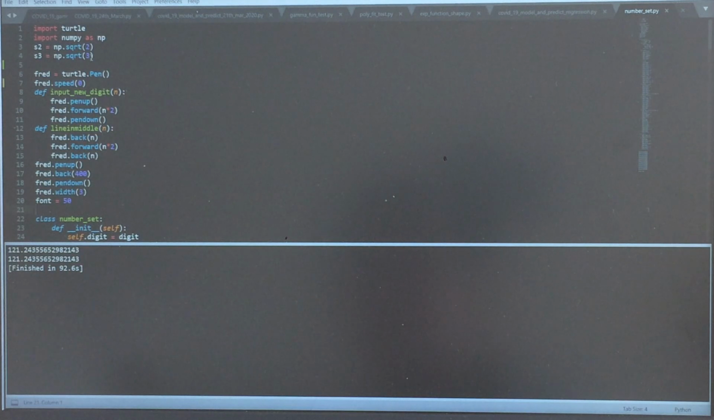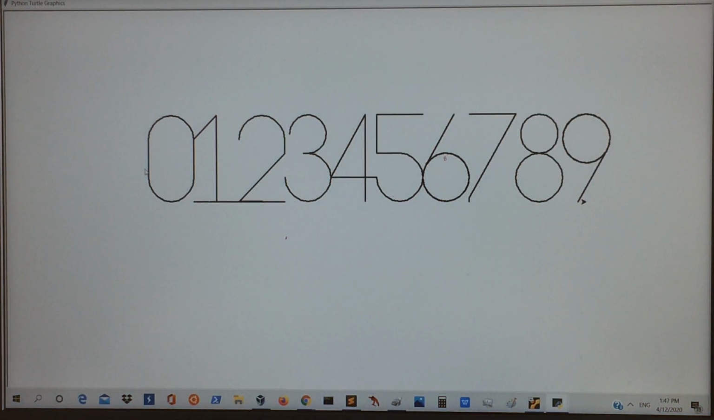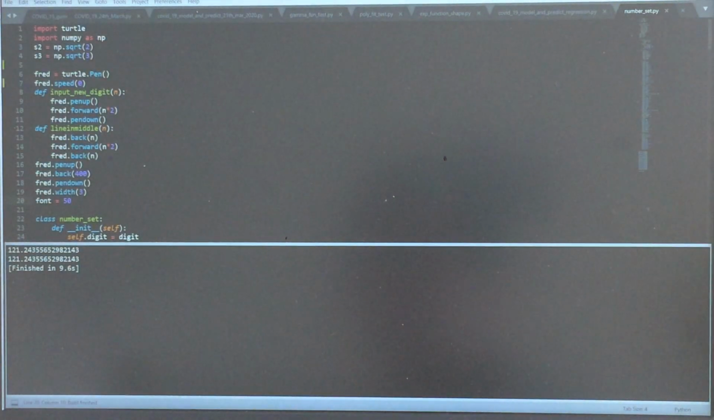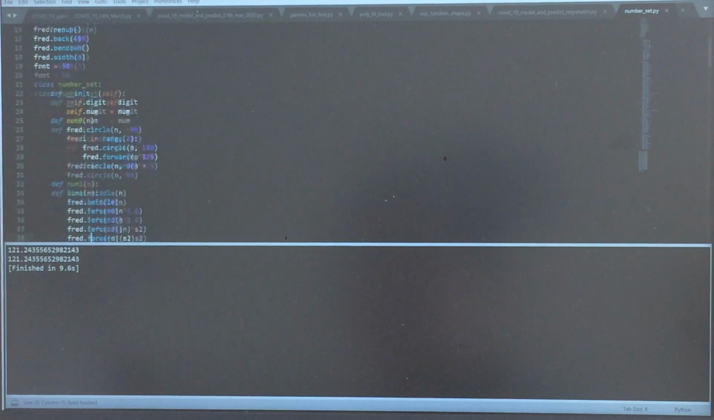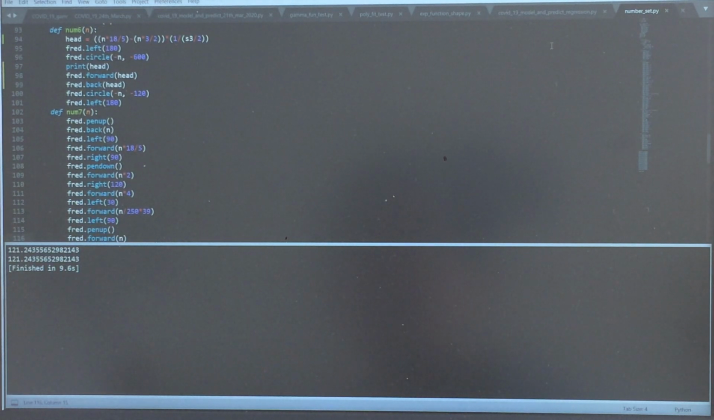And going forward, my font is 50. I can tell you because the size of my letters are 100 by 180. Look, 100 pixels by 180 pixels. And it has to be exact because if it's not exact, it won't work.